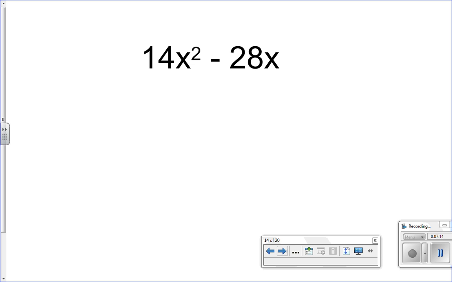So the greatest common factor of 14 and 28 is 14, and the greatest common factor of x squared and x is x. The reason it's not x squared, even though 2 is a larger number than 1, is because I cannot take x squared out of 28x. I can only take 1x out of it. So since I can only take 1x out of this, that's going to be my greatest common factor.